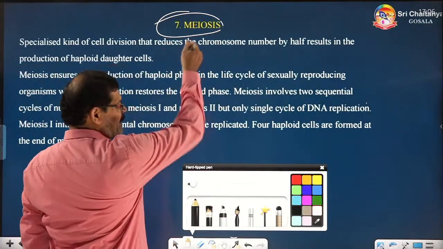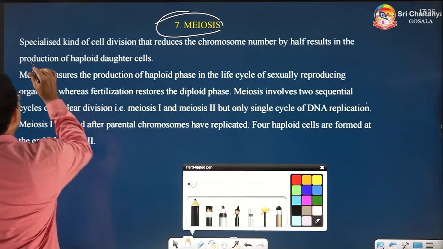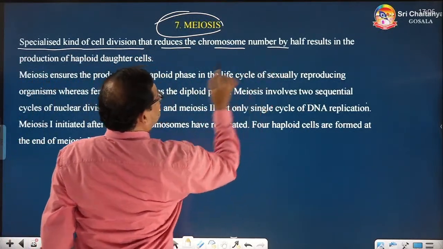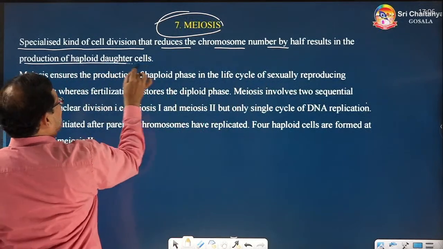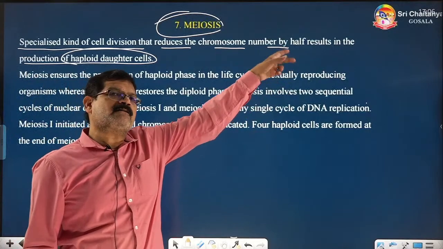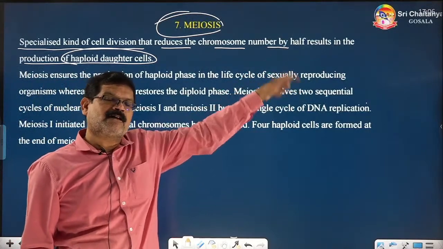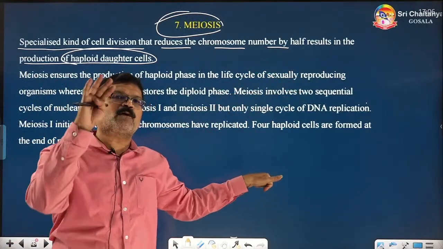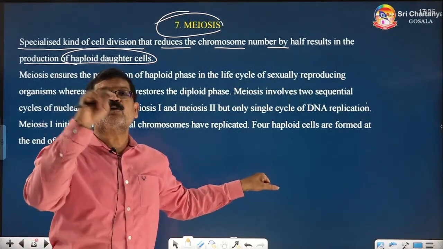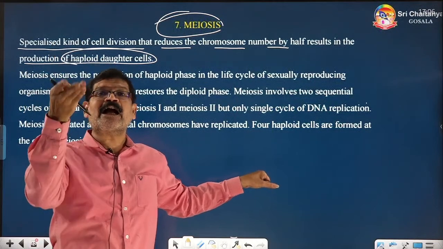Meiosis. Meiosis, I already said what that is: reduction division. What happened? Specialized cells divide to reduce the chromosomal number by half, resulting in the production of haploid daughter cells. Already we have seen 2n equal to 4 in the parent. Now when 4 cells are formed, have you noticed? I have given n equal to 2. 2n is diploid, n is haploid.